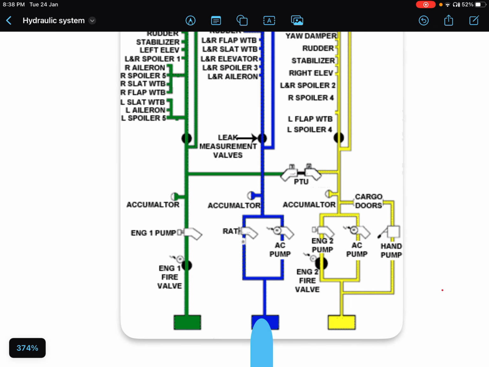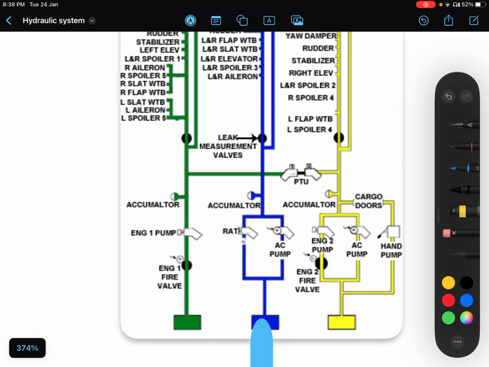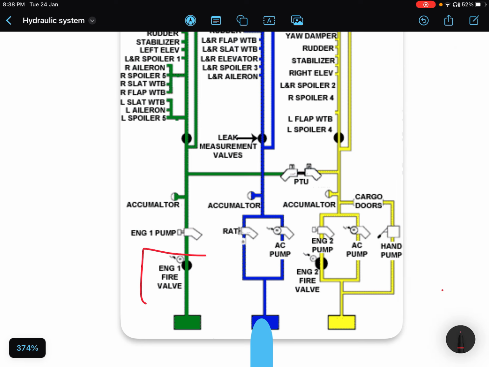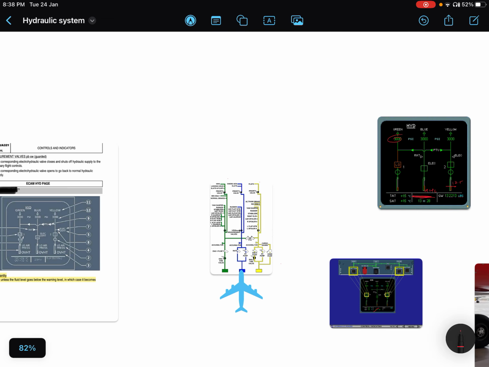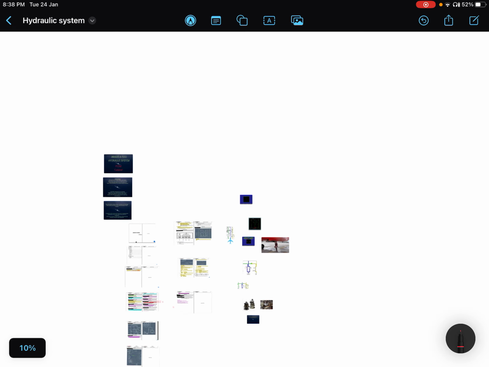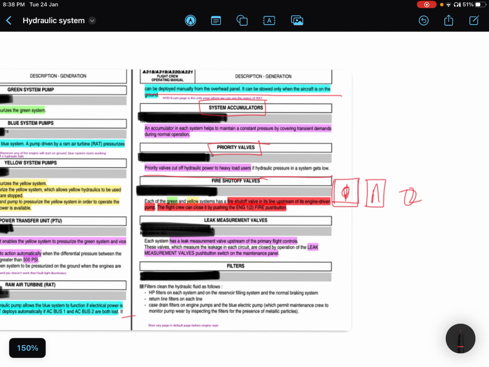This is the diagram. Can you see the engine fire shut off valves? Just before the engine driven pump. Right, it's clear now. Again, we are going back to our FCOM.